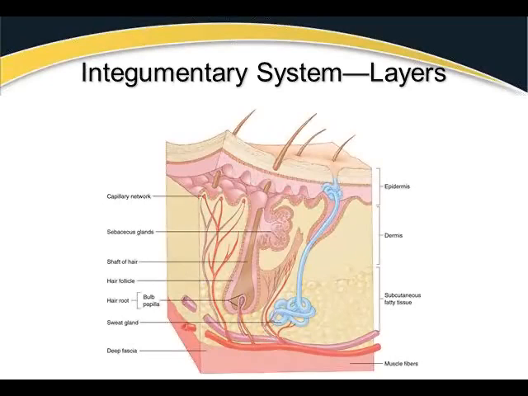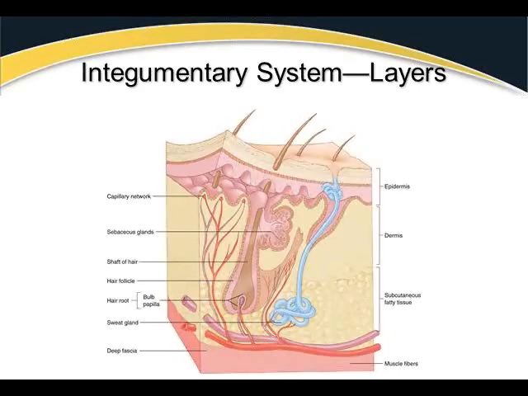Sebaceous is oils, and sweat glands is obviously sweat. The sebaceous glands generally empty onto the hair follicle to help kind of lubricate that and allow the hair to continue to grow easily, as well as it does some conditioning of our skin. And then obviously the hair follicle resides within the dermal layer as well. There are some minor blood vessels in there. There are some nerve endings in there that help us detect various sensations in the outside world.